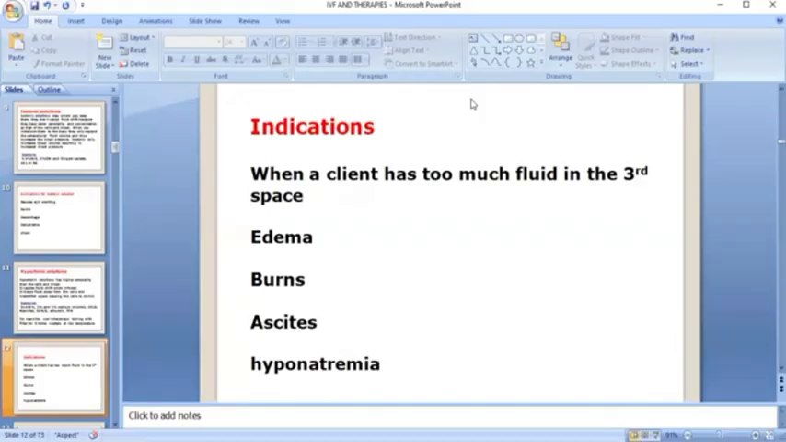Edema, burns, ascites, also hyponatremia. Remember we mentioned 3% normal saline. You can use it to do what? To correct hyponatremia, okay?